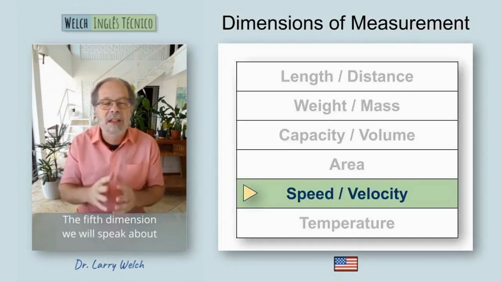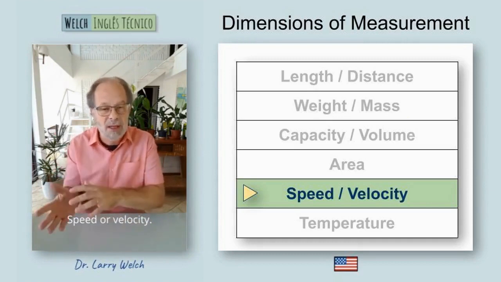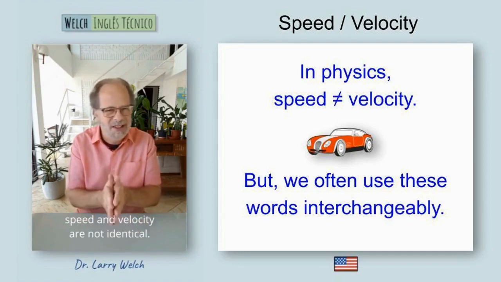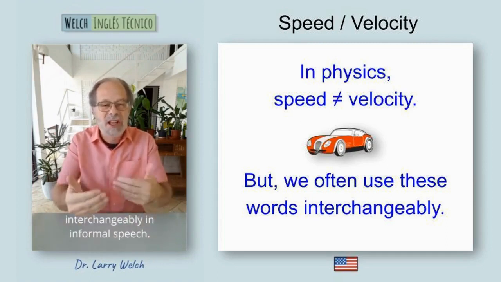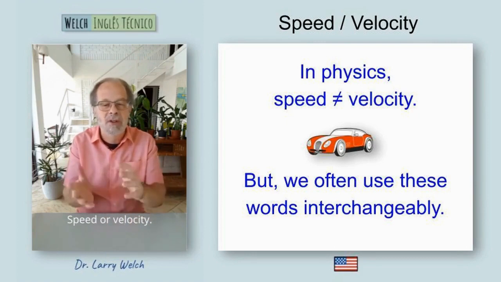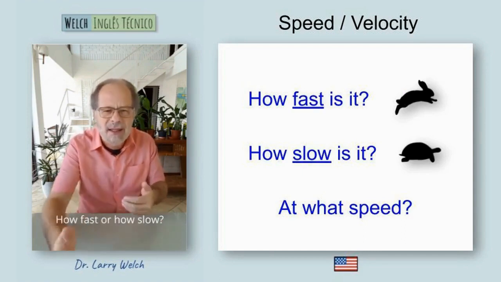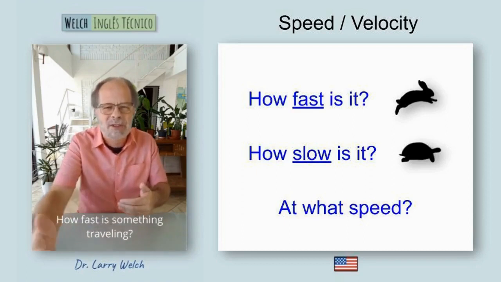The fifth dimension we will speak about is speed. Speed or velocity. Again, speed and velocity are not identical. We know that. But we often use these words interchangeably in informal speech. Speed or velocity. And this dimension answers the question, how fast? How fast or how slow? How fast is something traveling?